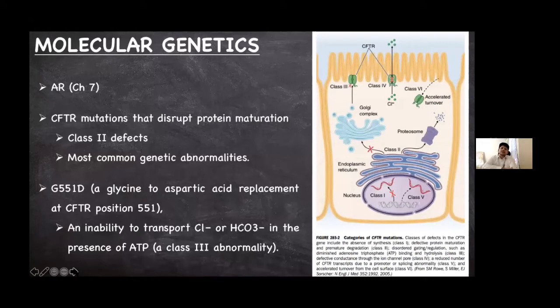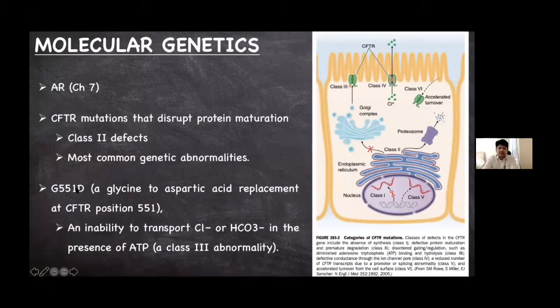Then comes the molecular genetics, and we have used this for MCQ n number of times. Each thing from this image and information is important. It is autosomal recessive in inheritance, and it's mostly chromosome 7 which is involved, where the CFTR gene is. And the CFTR mutation will disrupt the protein maturation, what we call a class 2 defect, which is the most common genetic abnormality. So in clinical practice or viva, you should know this CFTR mutation, which is a class 2 defect.